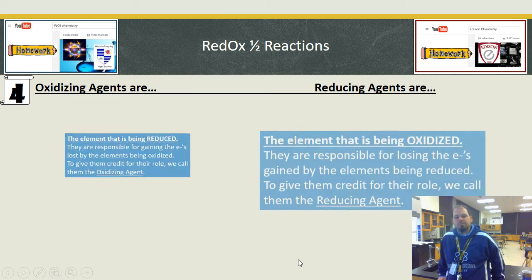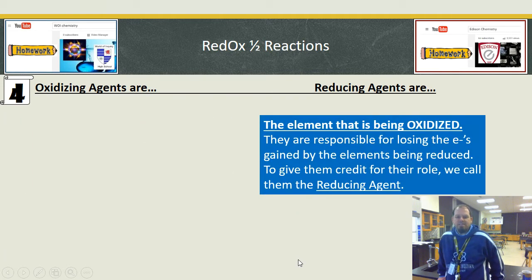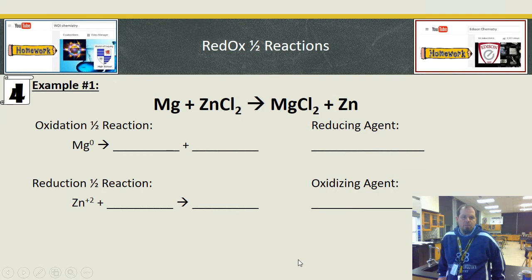Okay, the opposite is true for reducing agent. It is the exact opposite. Again, it's the actual element that's being oxidized. It is responsible for the reduction. And I'm sure you just took a second, wrote that all down, and I'm now going to move on and show you how we do this.